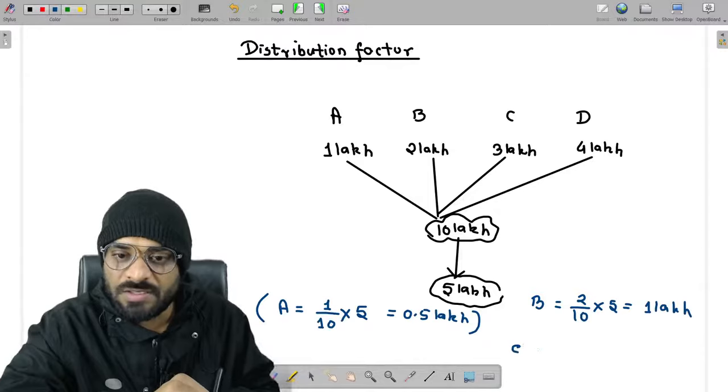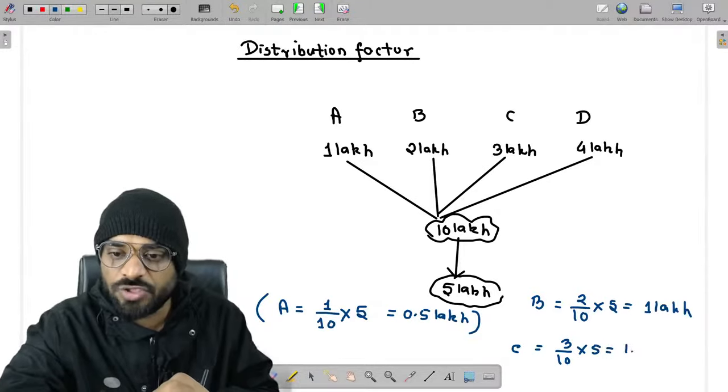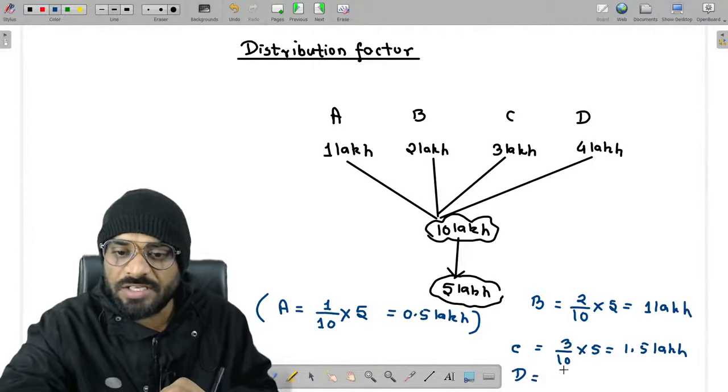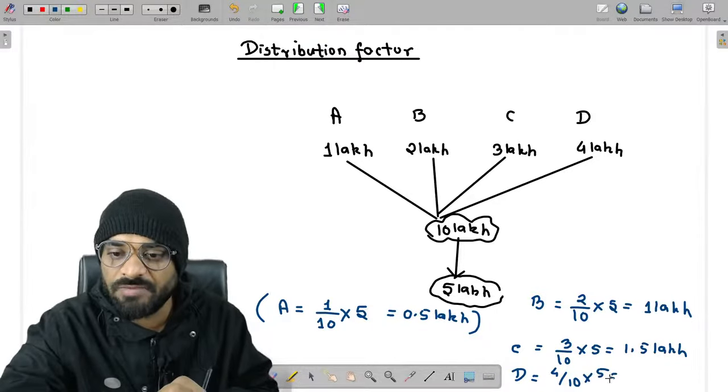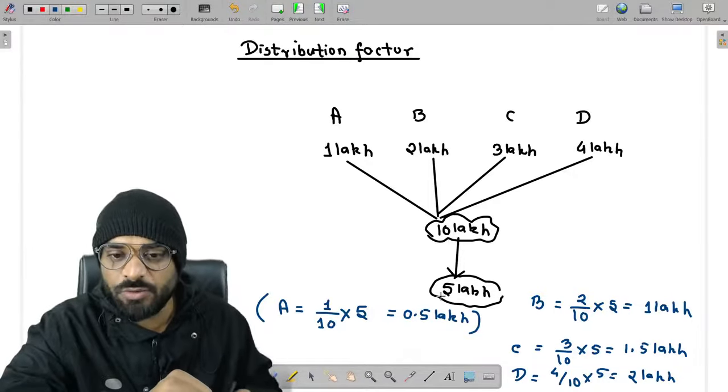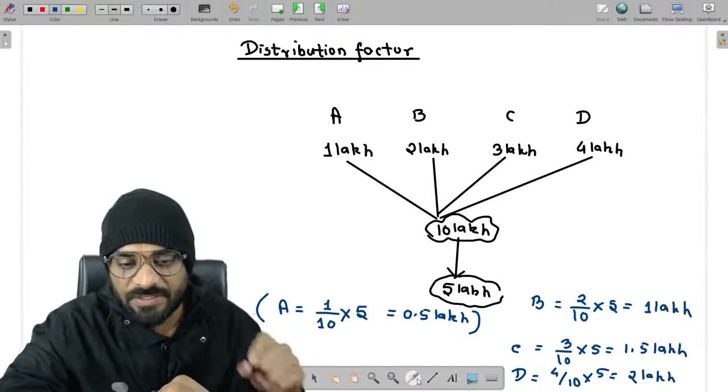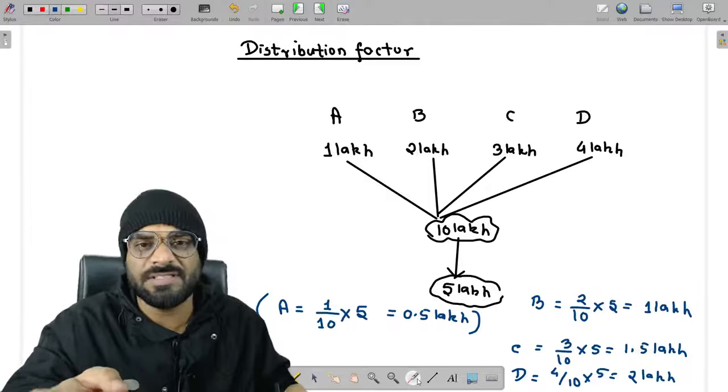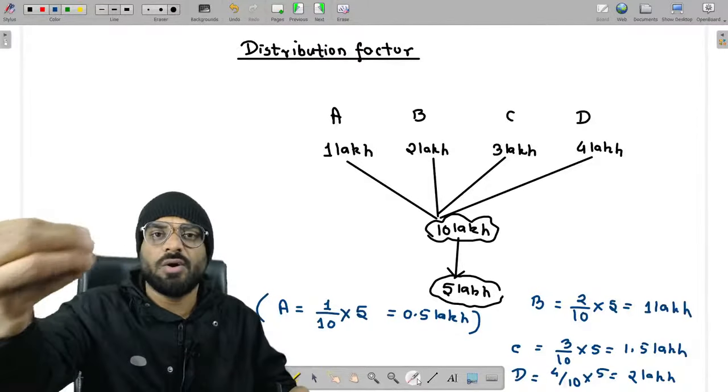What about C? C will be 3 divided by 10 multiplied by 5. So it should be 1.5 lakh, right? What about D? That is basically 4 divided by 10 multiplied by 5, and it should be equal to 2 lakh. Now guys, is it easy to understand this or not? Tell me first. Then I will explain one simple concept so that you can understand the whole MDM.